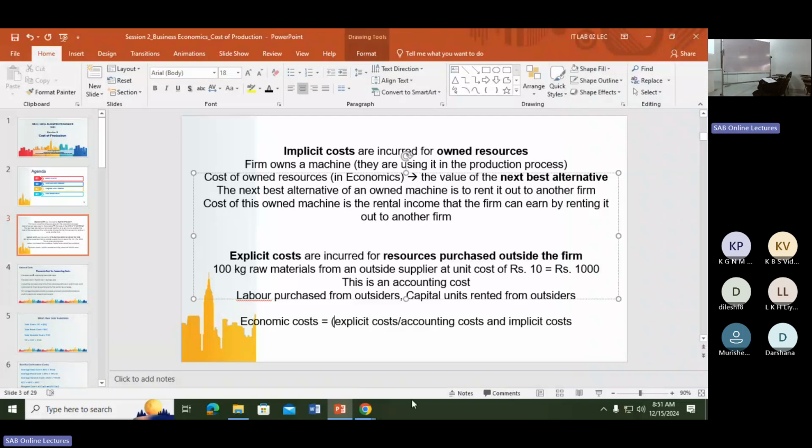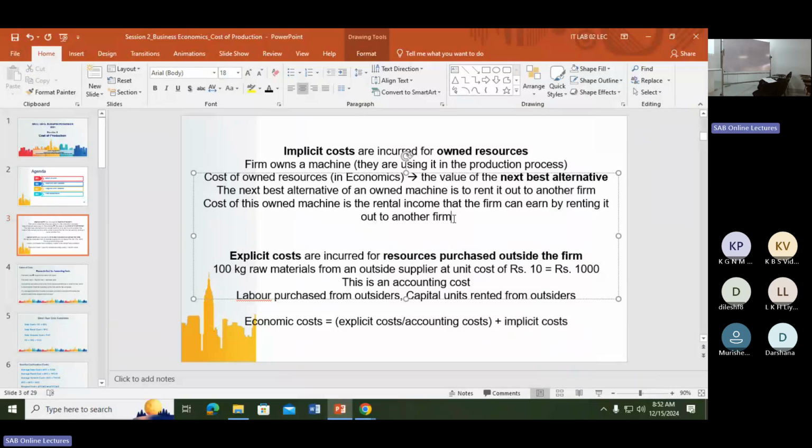Explicit costs are also called accounting costs. So economic cost is the summation of explicit costs and implicit costs. Explicit costs are incurred for resources purchased outside the firm.